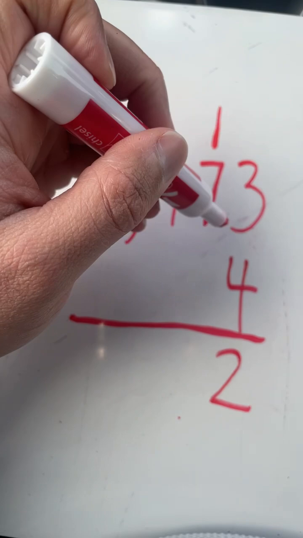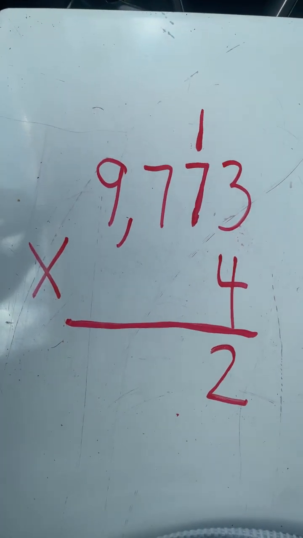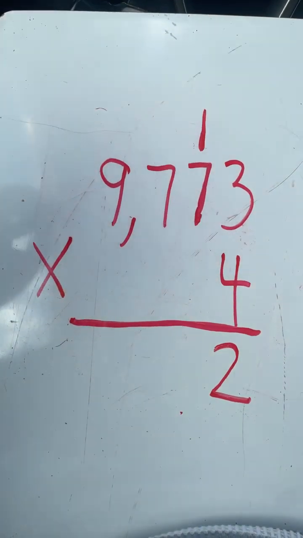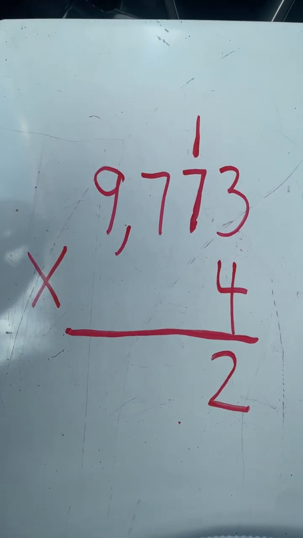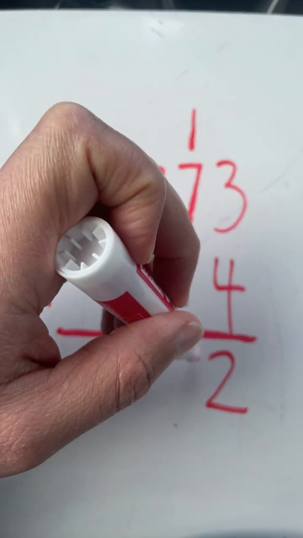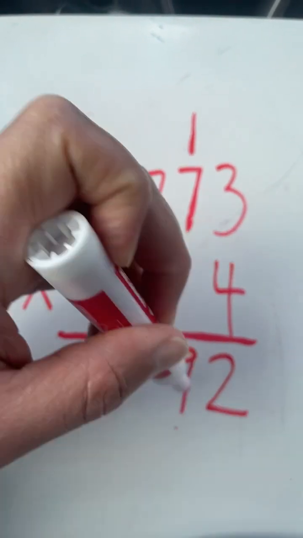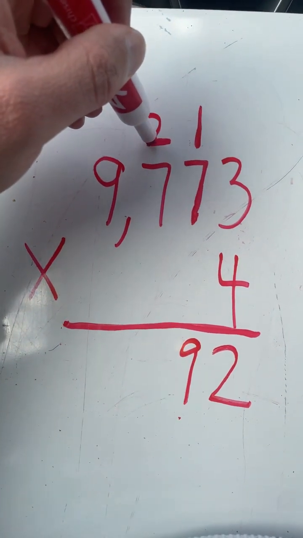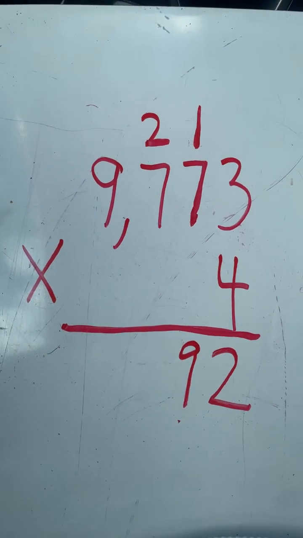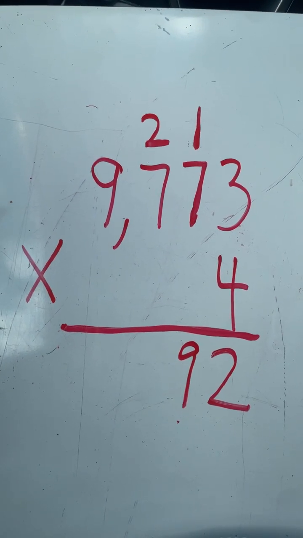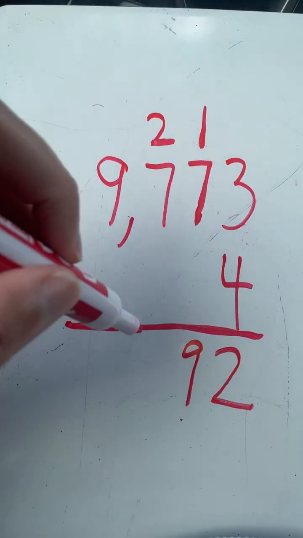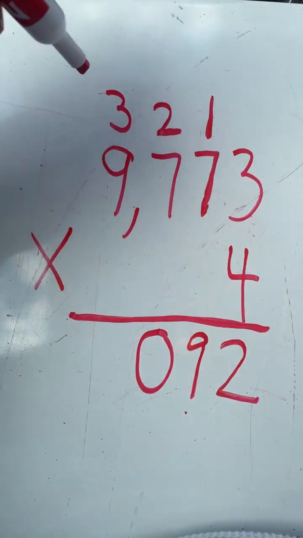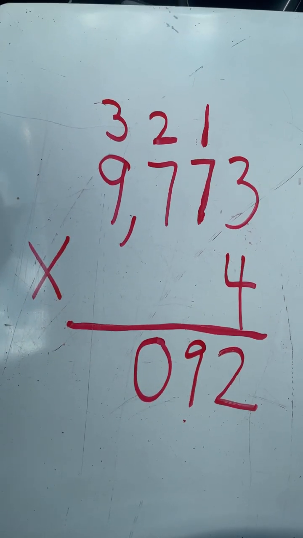Now we multiply 7 times 4. We add the 1 that we carried over. 7 times 4 equals 28, plus 1 equals 29. Again, because our product's more than 10, we regroup. So the 9 in 29 gets put in the tens place. The 2 gets carried over to the hundreds place. 7 times 4 again is 28, plus 2 is 30. So the 0 in 30 goes in the hundreds place. The 3 in 30 gets carried over to the thousands place.